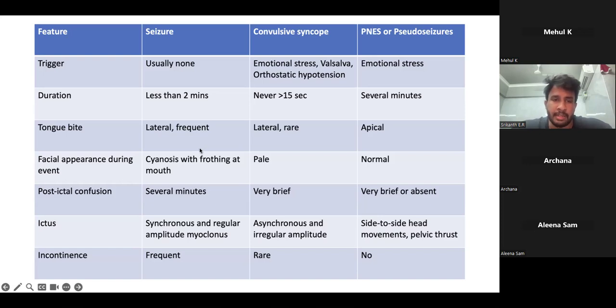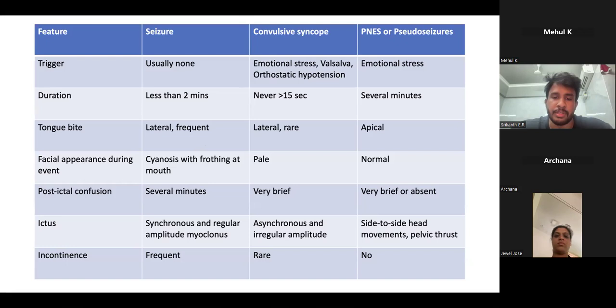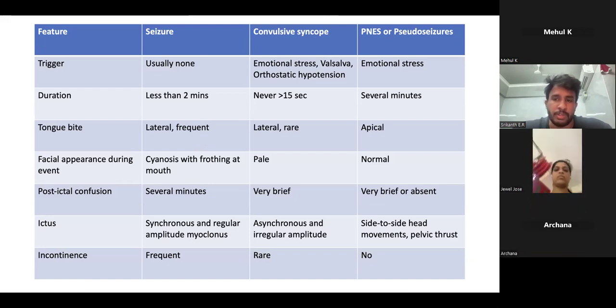In ictus, that is during the seizure period, the myoclonus in seizures is usually synchronous and of regular amplitude, whereas in convulsive syncope, this is asynchronous and irregular in amplitude. Very typical movements that are described for pseudo seizures are side-to-side head movements, pelvic twisting, etc. So these movements would point you to a diagnosis of a pseudo seizure.